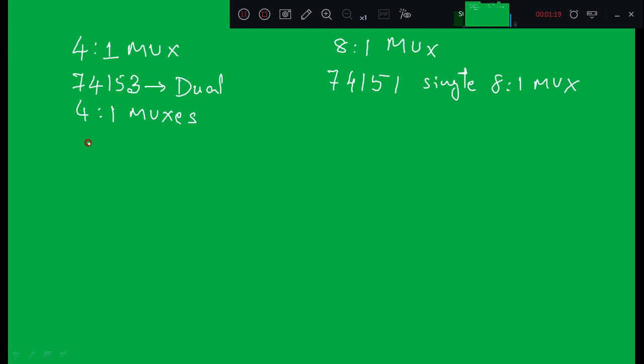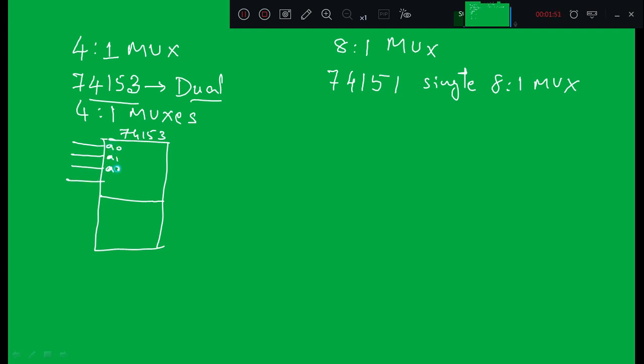Next, let us see the symbolic form of the 4:1 mux and 8:1 mux. Here there are two 4:1 muxes. This IC number is 74153, and it has dual 4:1 muxes. For a 4:1 mux, we have 4 data lines. Let us number them as A0, A1, A2, A3. These are the 4 data lines of the first mux.